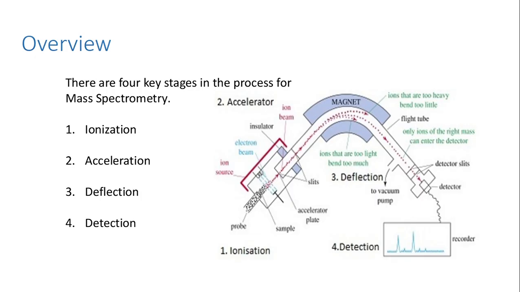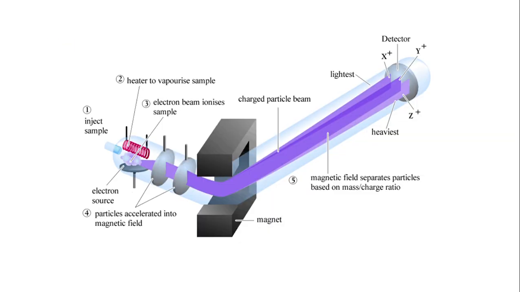So you can find out more about this from articles and books to gain more and more knowledge about it. Then this is the picture showing the injected sample, heater to vaporize the sample, and electron beam ionization, then the charged particle beam. And in the detector there will be detection, and before this a magnetic field separates particles based on mass to charge ratio. So this is the picture of how mass spectrometry works.